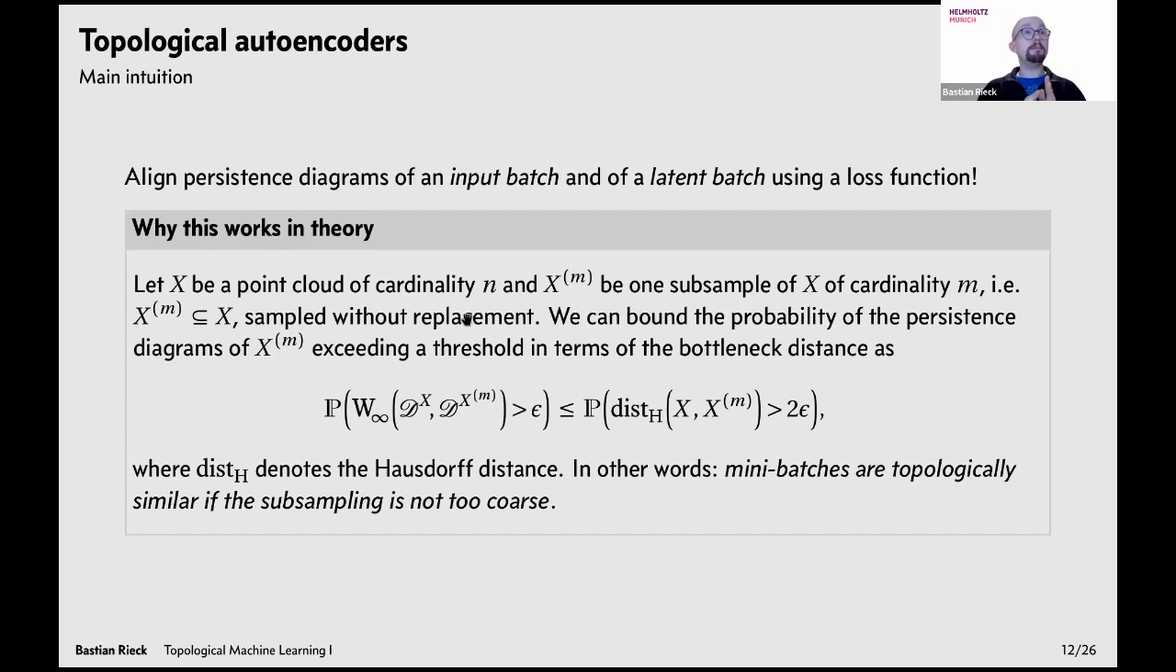And this works in theory because we can actually show that even if we subsample our point clouds, we can still bound the probability of the persistence diagrams of the subsample exceeding a threshold in terms of the bottleneck distance. So this works nicely. Let me summarize this theorem. It's a little bit easier to summarize. In other words, the mini batches that we're looking at are topologically similar if our subsampling is not too coarse. If our mini batches are very, very small, then of course we might end up missing some things. But if the subsampling is not too coarse, we might end up seeing how these diagrams work.